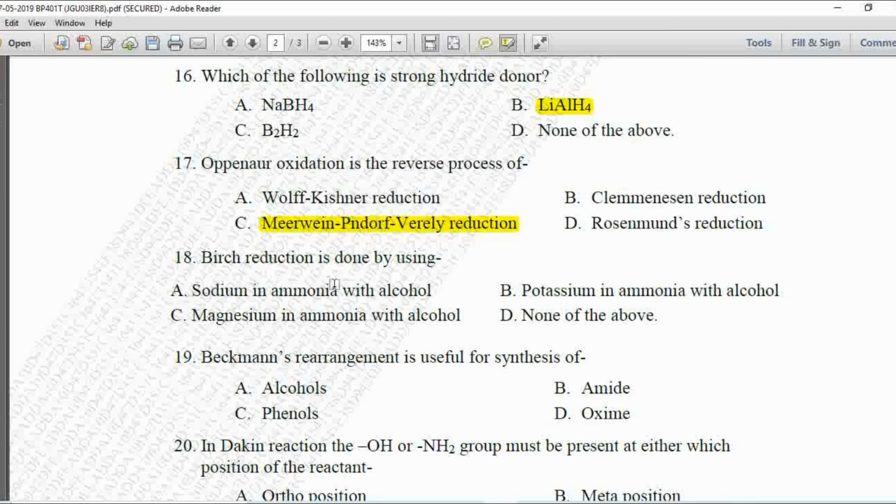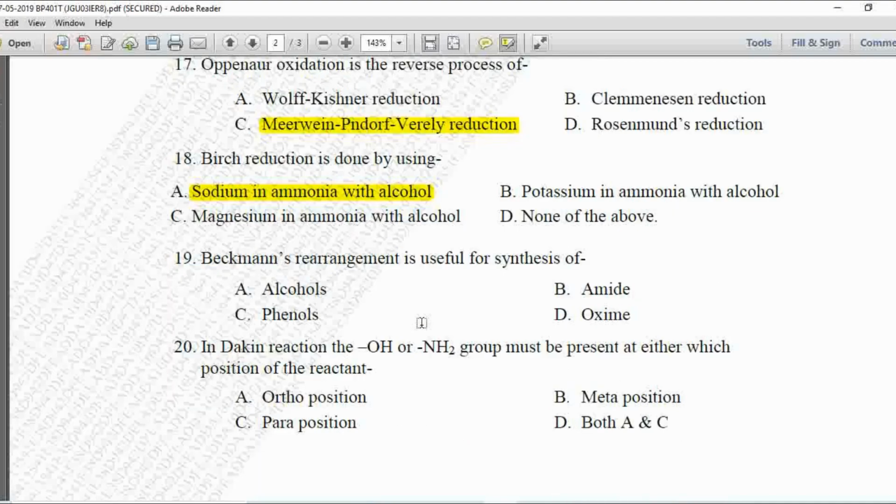Next is Birch reduction is done by using option A is sodium in ammonia with alcohol, B is potassium in ammonia with alcohol, C is magnesium in ammonia with alcohol, and D is none of the above. So this Birch reduction is done by using sodium in ammonia with alcohol. So option A is correct. Next MCQ. Beckmann rearrangement is useful for synthesis of A is alcohols, B is amide, C is phenols, D is oxime. So Beckmann rearrangement is useful for the synthesis of option number B, that is amide.